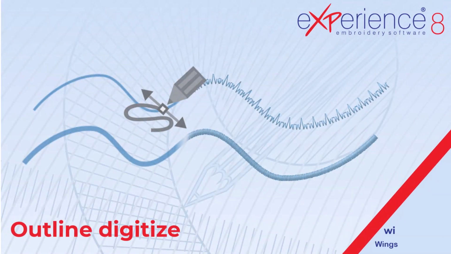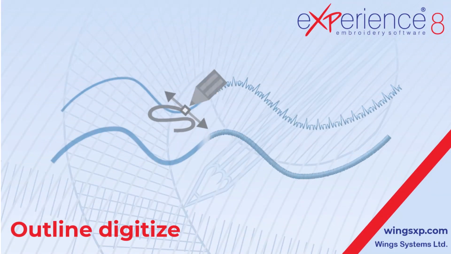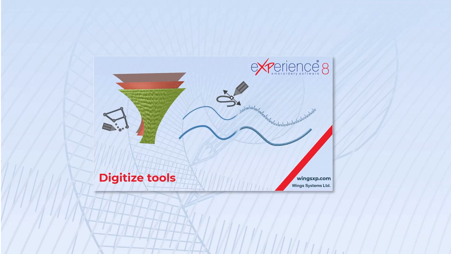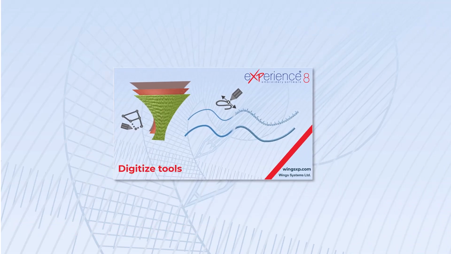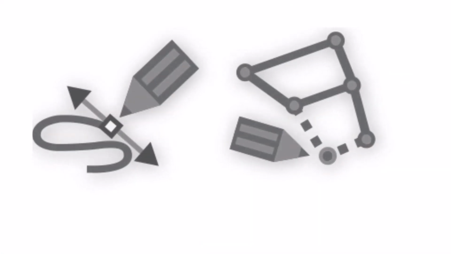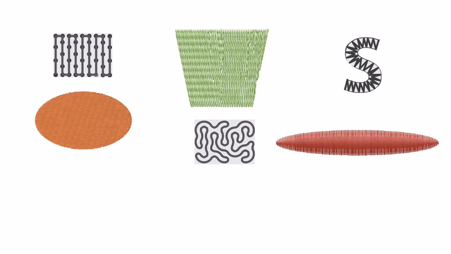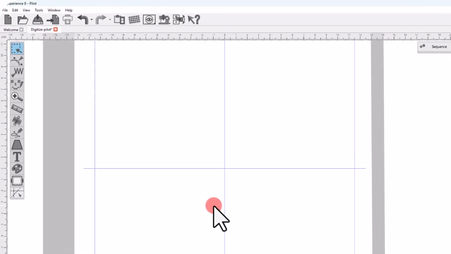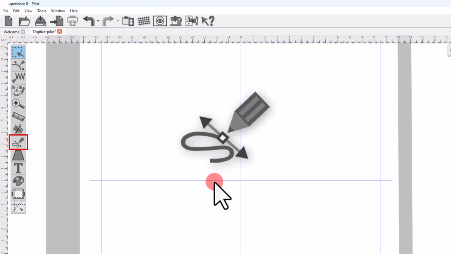In this video, we will show you the Outline Digitize tool. In our Digitize tools video, we give a general description of the digitizing process: where are the digitizing tools, how to select stitch types, how to select colors. In this video, we will go into more detail on how to use the Outline Digitize tool.